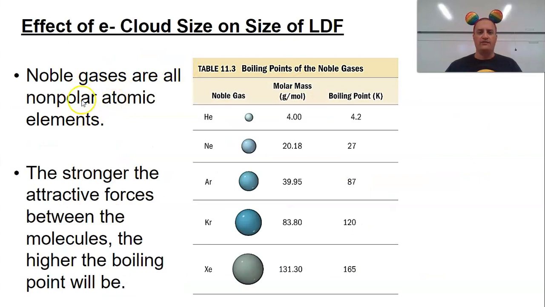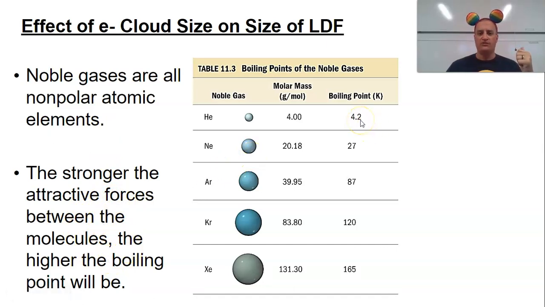So noble gases are a great example showing how the size of the electron cloud increases London dispersion forces, because they're all atoms. You could say they're not like a long chain of anything, like the hydrocarbons I just mentioned, but the noble gases are all nonpolar atoms. We can see that the stronger the attractive force is, the higher the boiling point will be.